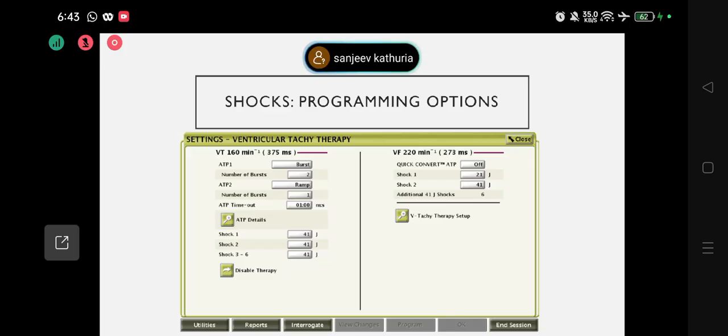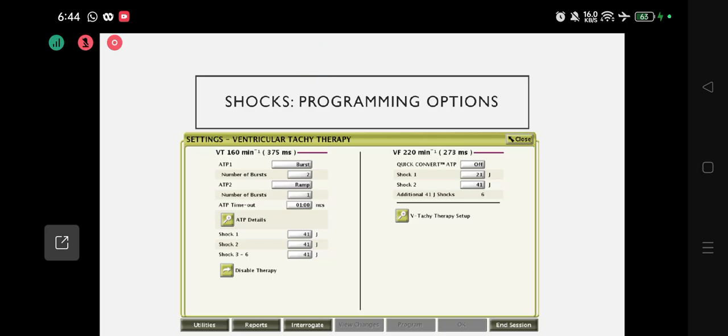Shocks, as you can see, you have shock number 1, 2, 3, you can change the value of the shock. So this is where your ICD troubleshooting starts. ATP 1, 2, 3, it will try ATP 3 times at different rates, and then it will give shocks. This you can also program. You can make it 25 joules. How will you program this?